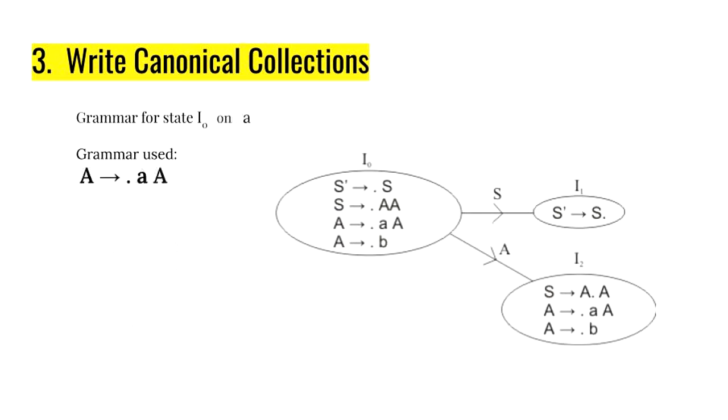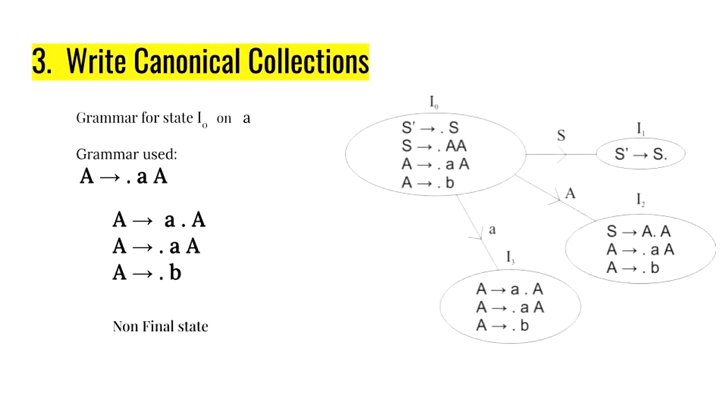So for state I0 on input small a, the production we will use is A derives .aA. On input a, it will become A derives a.A. The dot has shifted one position to the right. There is a non-terminal after the dot, therefore we will write all the productions of that non-terminal, that is A. So we write A derives .aA and A derives .b. Again, this is a non-final state and it will look something like this.